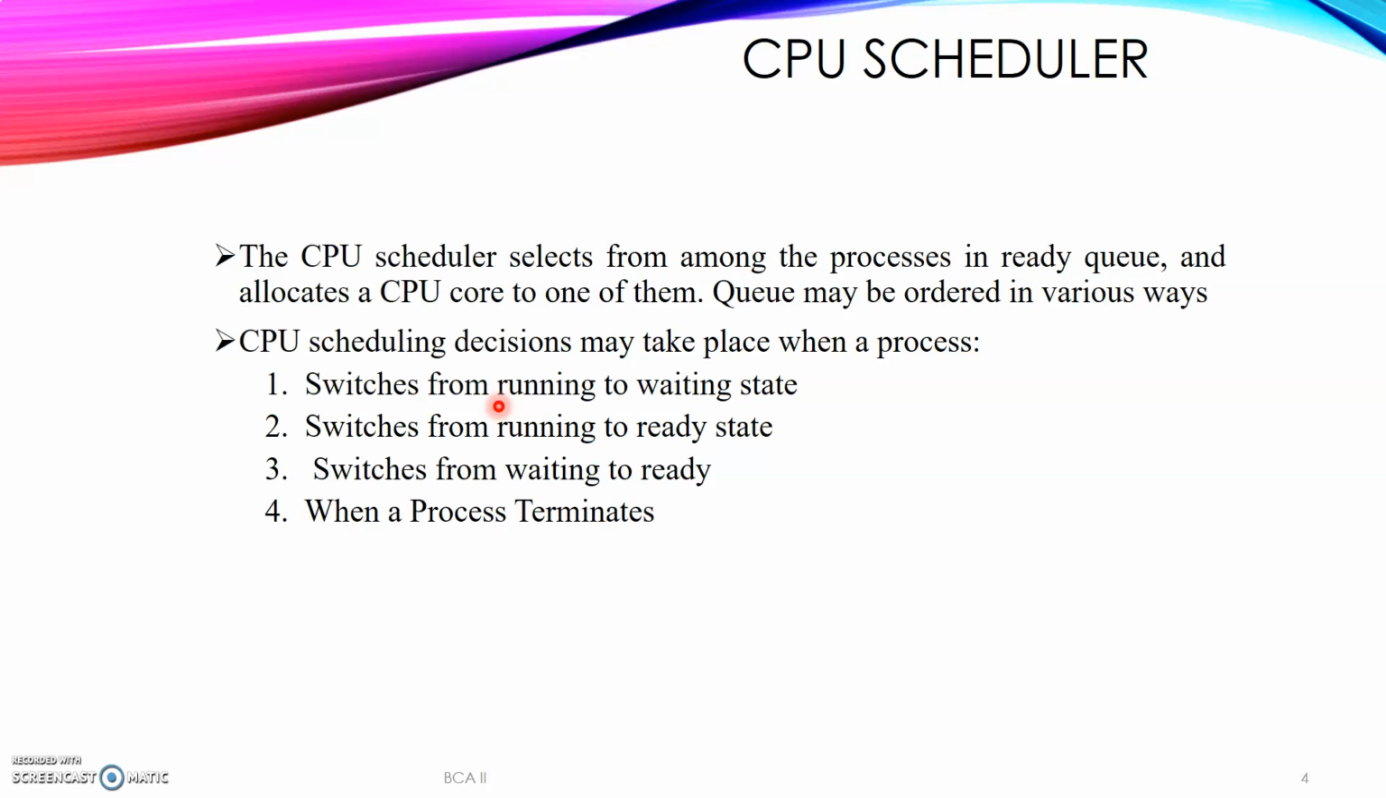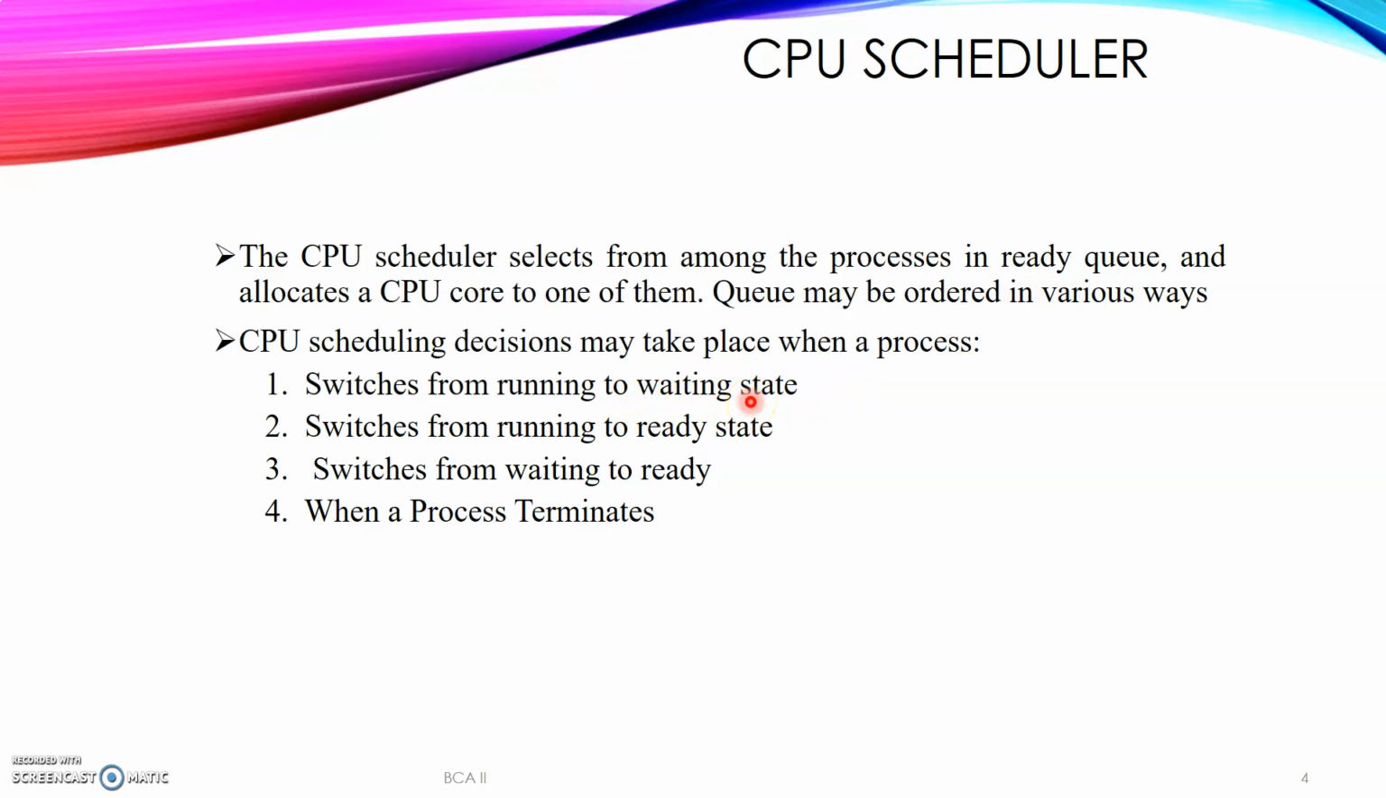Now let us see the second situation: the process switches from running state to ready state. Running state again is the current state, and ready state is the state in the ready queue, which is ready to execute. But the switch from running to waiting state happens when some process requires some input or output.